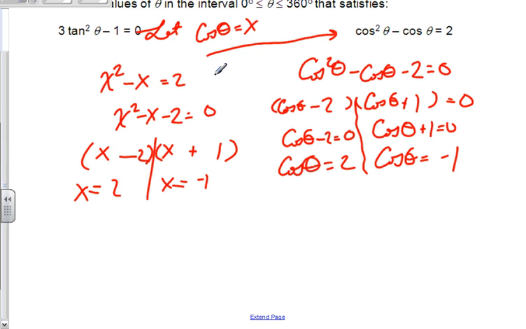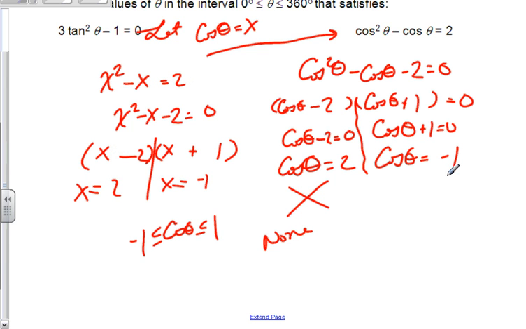So getting cosine alone in both of these problems, you get cosine theta equals 2, and cosine theta equals negative 1. Now we have to ask ourselves, when does cosine theta equal 2? If we remember, cosine of theta has a range between negative 1 and 1. 2 is not in between there. Guess what, theta? You're not there. So we don't have any solutions for this. Cosine theta never is 2. So there's none here.